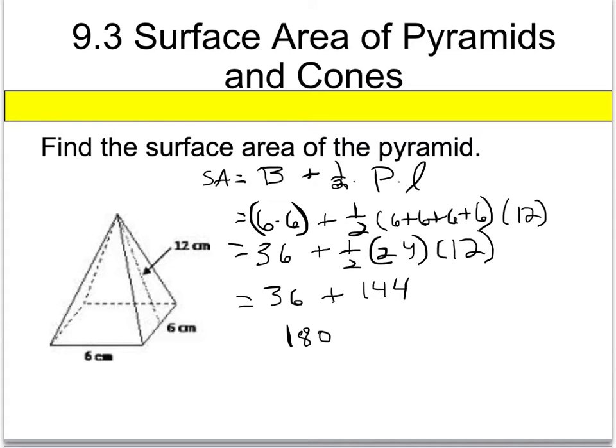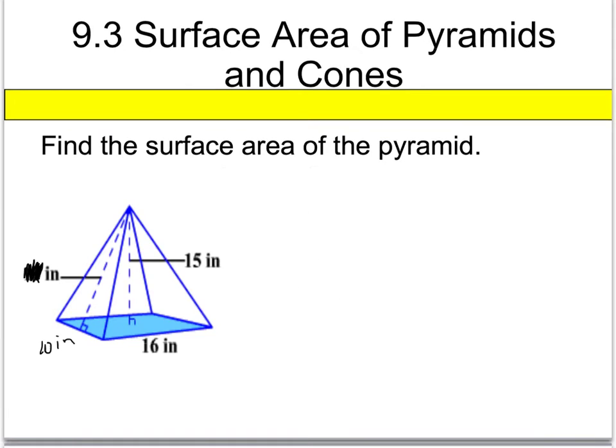Just like it was for prisms and cylinders, our units are going to be centimeters squared. Not always centimeters, but notice it is always going to be your units squared. So we have 180 centimeters squared. That's essentially how you find the surface area of a pyramid.